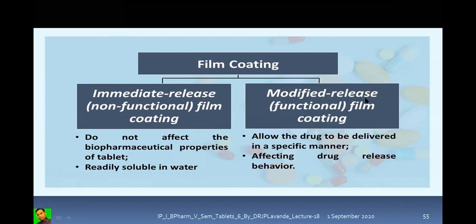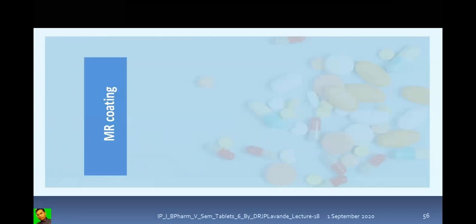Whereas modified release is said to be functional because it will affect the functional properties. It will allow the drug to be delivered in a specific manner. It will affect the biopharmaceutical properties, the tablet disintegration and dissolution parameters, and thus the drug release behavior. We can improve the release of the drug in the form of controlled release, sustained release, or modified release with the help of modified release film coatings.